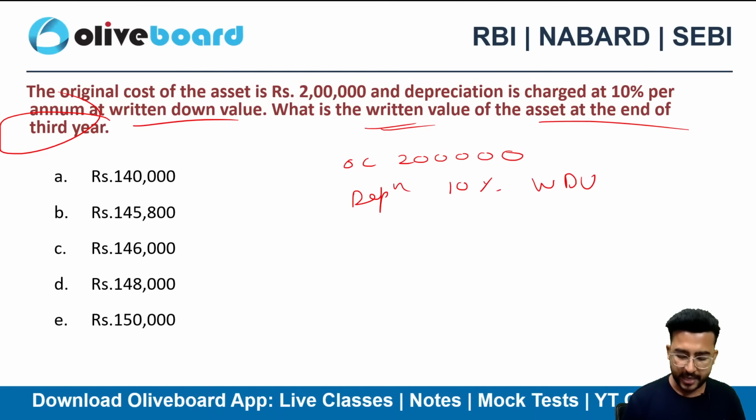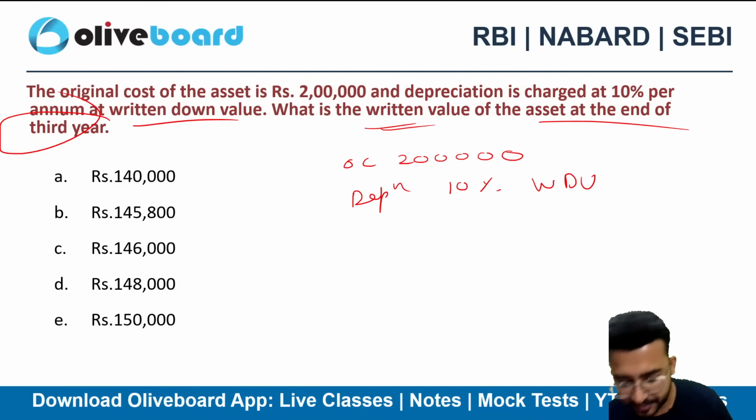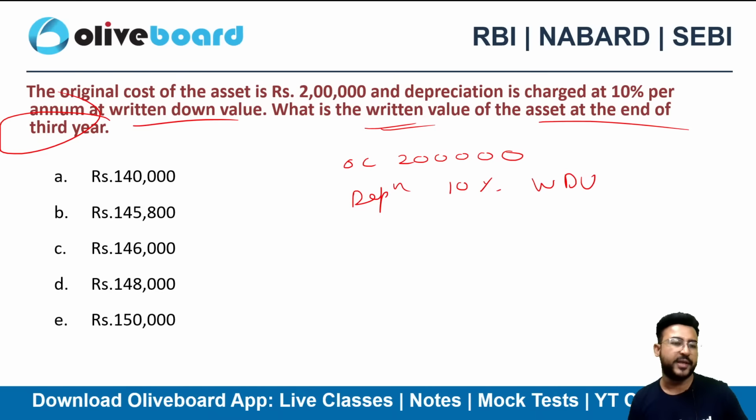So first year, 2 lakh minus 10%. 1,80,000 is the residual value. Minus 10%. 1,60,000 is the residual value. Minus 10%. 1,45,800 is the correct choice. Option B here is the correct choice. Perfect.